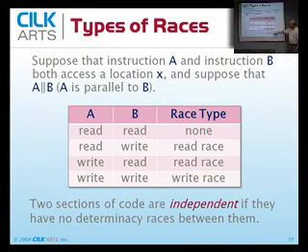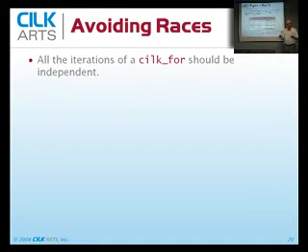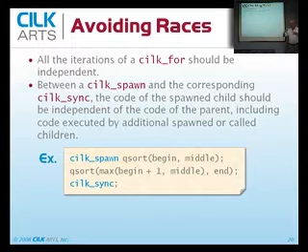So we say that two sections of code are independent if they have no determinacy races between them. So I have two blocks of code, no races between them, they're independent. And so the goal when you're parallelizing things is that you want to make things operate independently because you want to preserve as much as possible your serial semantics. So to avoid races, the first thing is that all the iterations of the Cilk for should be independent. You want to make sure all the iterations are doing different things, operating on different portions of memory.